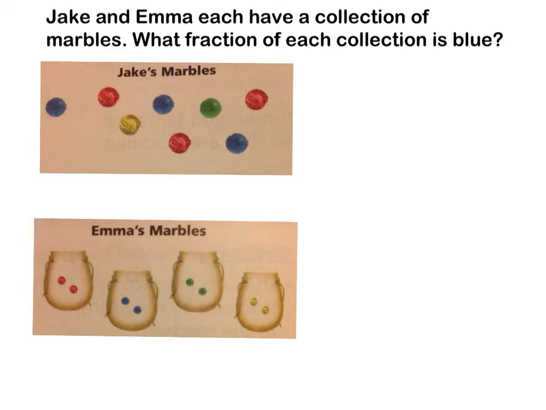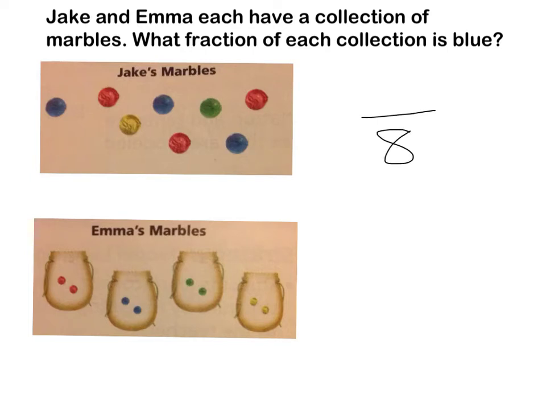Jake and Emma each have a collection of marbles. What fraction of each collection is blue? You can use a fraction to name part of a group. The total number of marbles that Jake has is written in the denominator of the fraction. Jake has a total of 1, 2, 3, 4, 5, 6, 7, 8 marbles. So we will write 8 in the denominator.